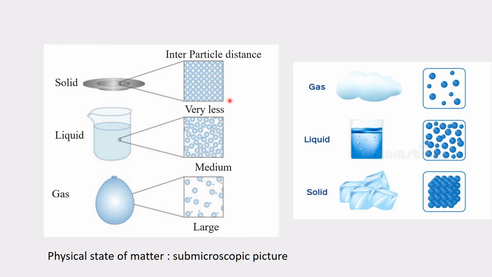Due to this, solids get properties like definite shape. See, solids have definite shape as well as volume, and also high density and non-compressibility. Here density means compactness. Non-compressibility means their size cannot be reduced easily.